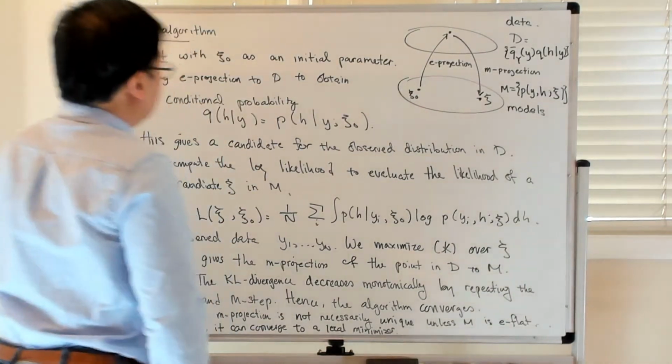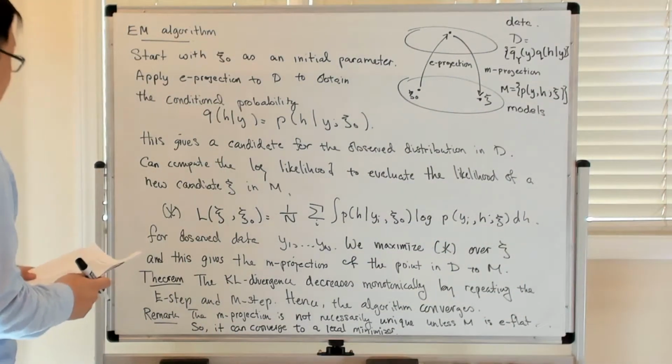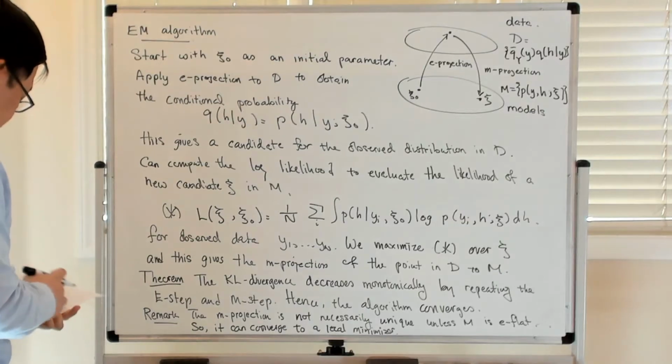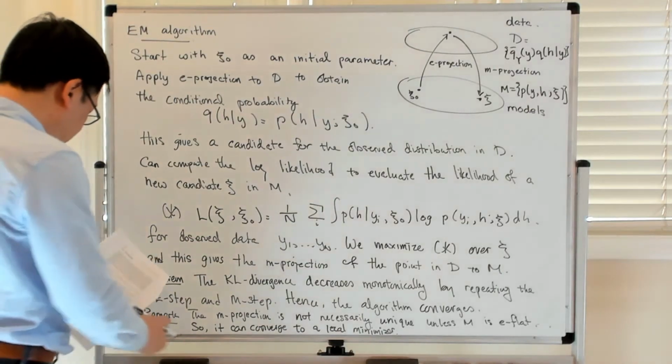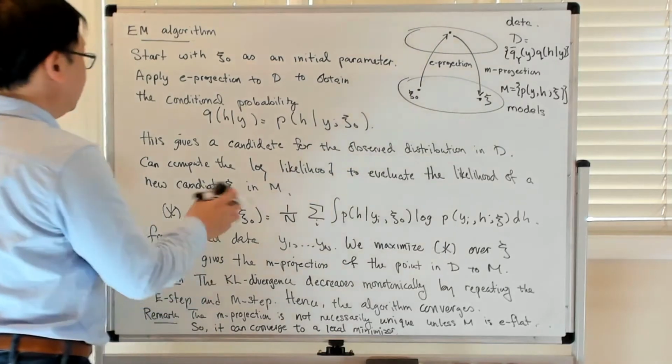All right. Okay. So that's briefly this EM algorithm, and the next thing we're going to do is to look at the example of Gaussian mixtures.